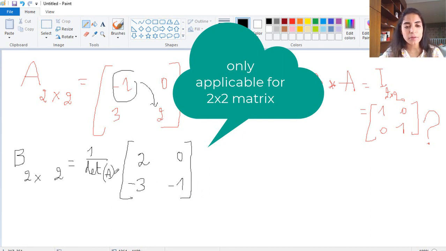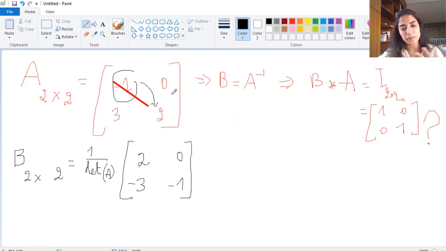The determinant is very simple. It is found by doing the cross-multiplication of the elements. So it is minus 1 times 2, which is minus 2, minus the multiplication of 0 times 3. So the determinant is this multiplication minus this multiplication, which is minus 2 minus 0, which is minus 2. So I have a fraction here, 1 over minus 2, times this matrix, which is 2 over minus 2, which is minus 1; 0 over minus 2, which is 0; minus 3 over minus 2, which is 3 over 2; and minus 1 over minus 2, which is 1 over 2.